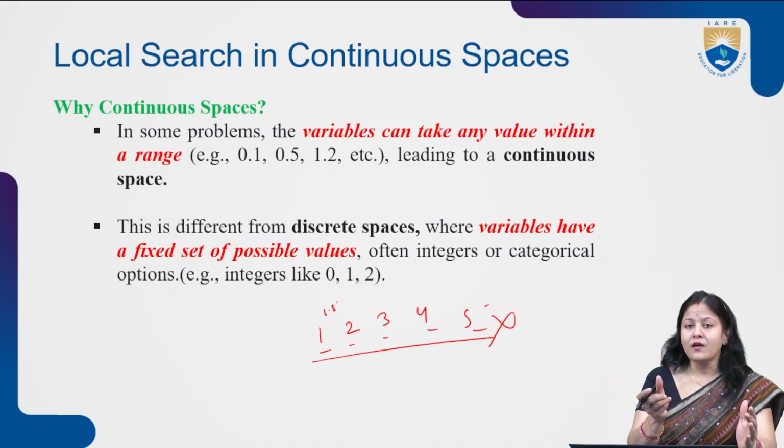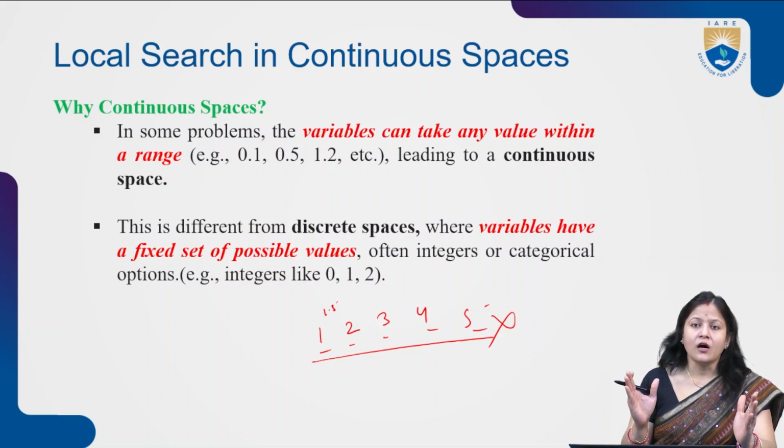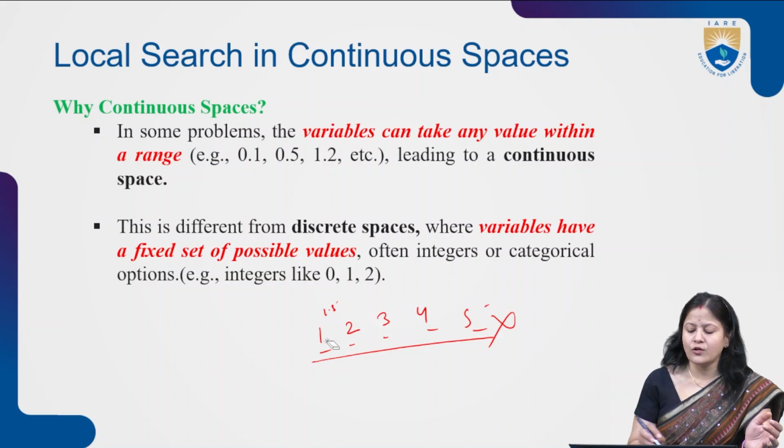Continuous space means where the value ranges between two particular values. Take the example of the AC temperature. If I want to fix it between 16 to 30 degrees, then we can make it 16.5, or we can make it 17.9, or something. Those values are called continuous spaces, which we can represent using real numbers. This is different from the discrete space, where the values have a fixed set, often integers or categorical options like 0, 1, 2 and 3.